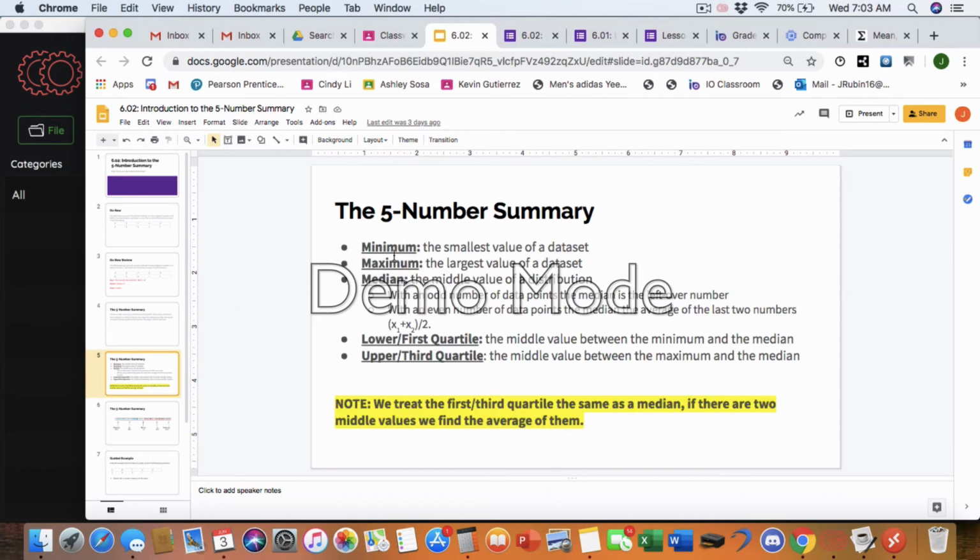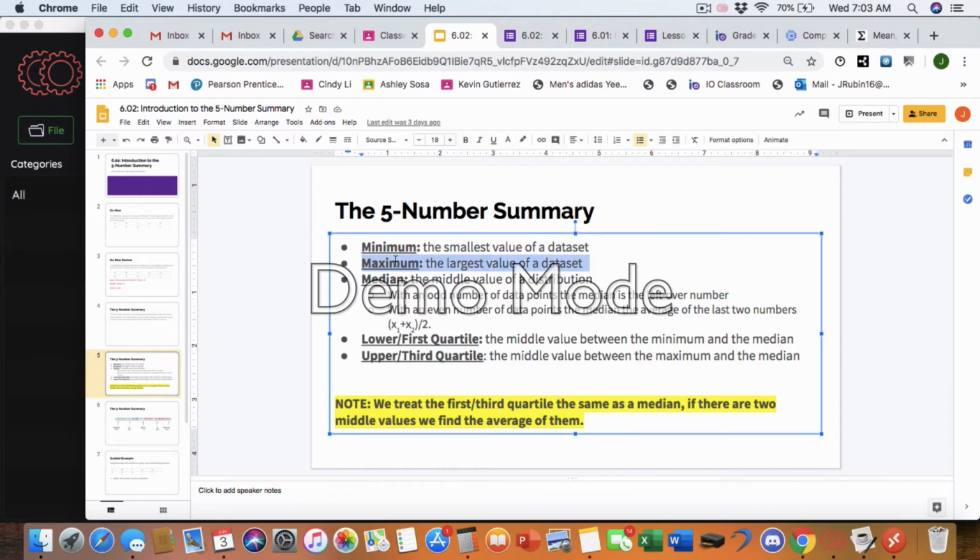So, minimum, as it sounds, is the smallest value. Maximum, as it sounds, largest value. Median, we know, is the middle value. We know that if there's an odd number of data points, the median is the leftover number, quote unquote. And with an even number of data points, the median is the average of the two.